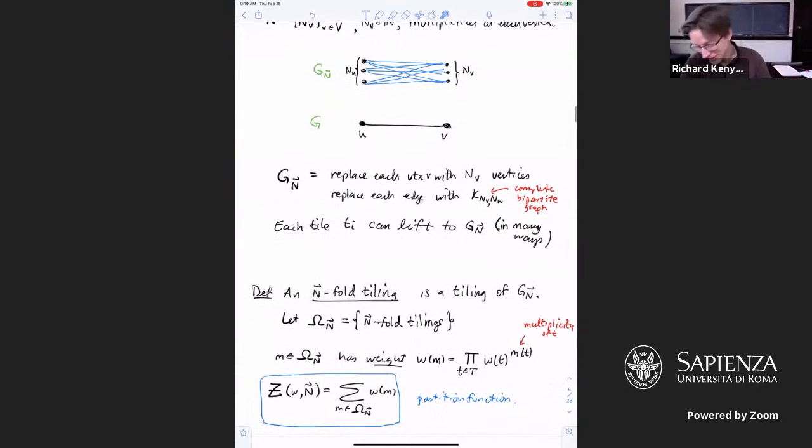And so let me tell you what a tiling is now. I didn't write it down, but all it means is a set of tiles which are vertex disjoint and cover all the vertices of the lifted graph, of the blown up graph. So an n-fold tiling is going to be a tiling of G sub N, which means a partition of the vertices into subgraphs, each of which is a lift of a tile. Is that clear?